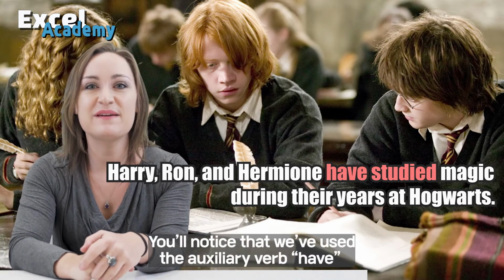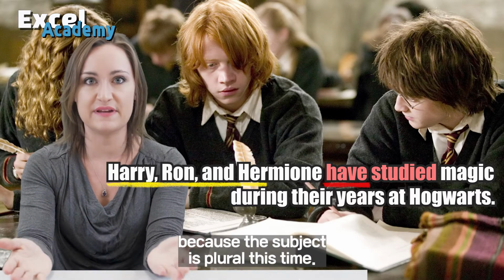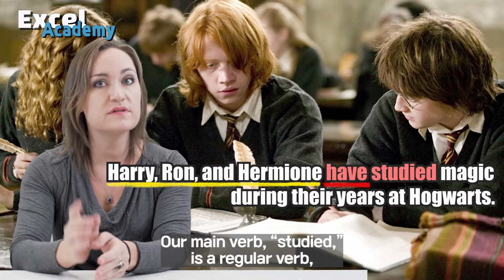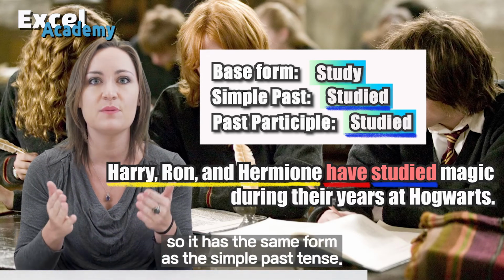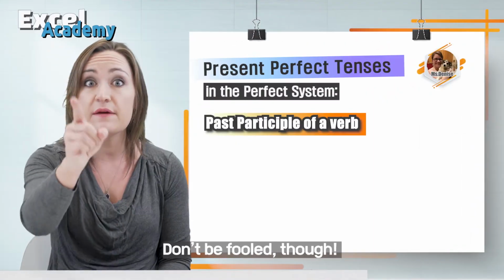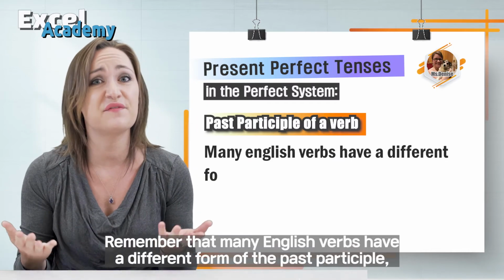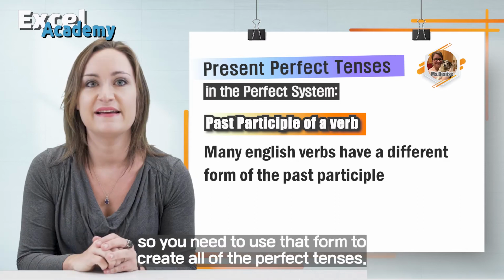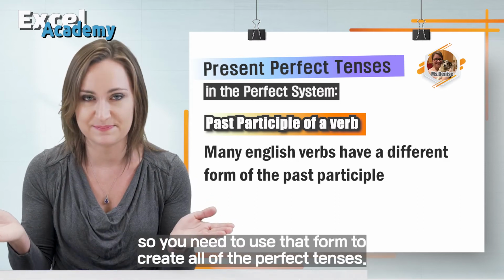You'll notice that we've used the auxiliary verb have because the subject is plural this time. Our main verb, studied, is a regular verb, so it has the same form as the simple past tense. Don't be fooled though. Remember that many English verbs have a different form of the past participle. So you need to use that form to create all of the perfect tenses.